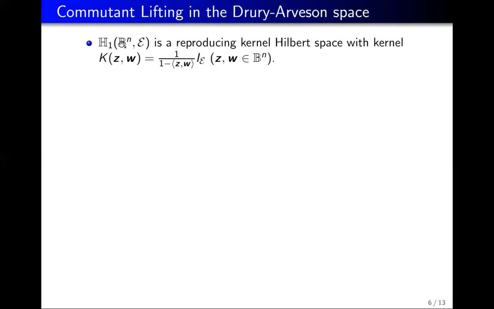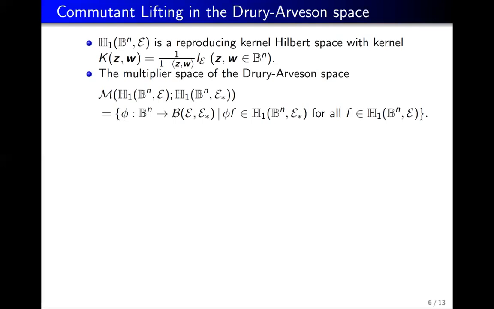So this Arveson space, by the way, is in many ways the correct analog of the Hardy space, and it shares many properties which the Hardy space also has. So in a sense, this is the correct analog of the Hardy space in the ball in Cn. Anyway, so that's the Drury-Arveson space, and then one can talk about the multiplier space again.